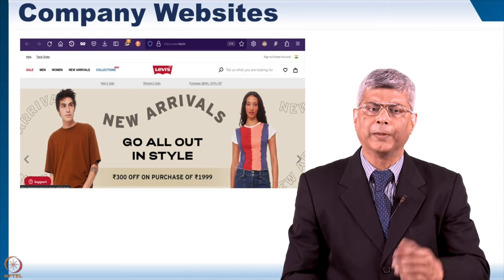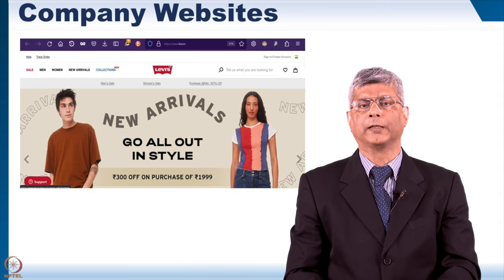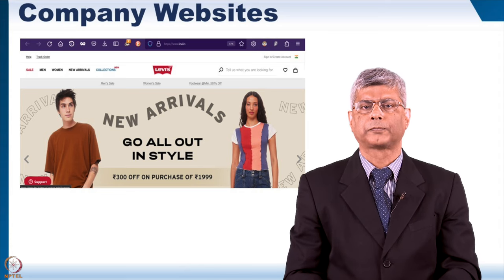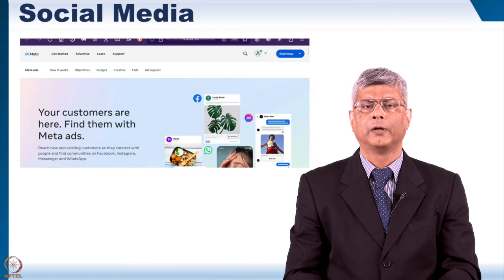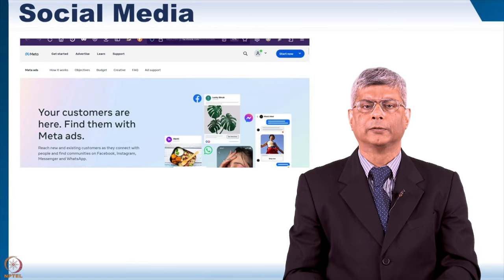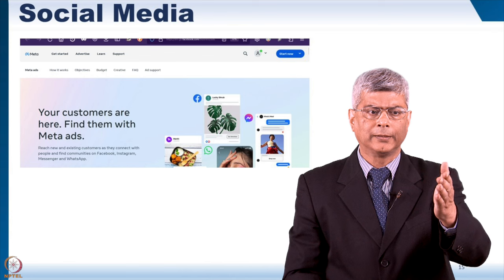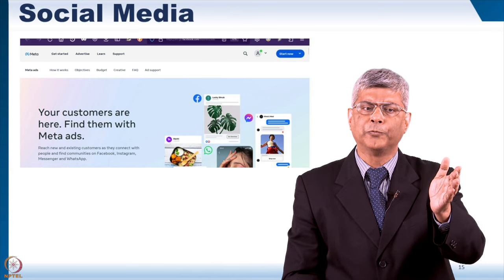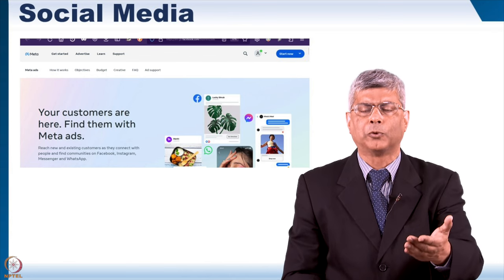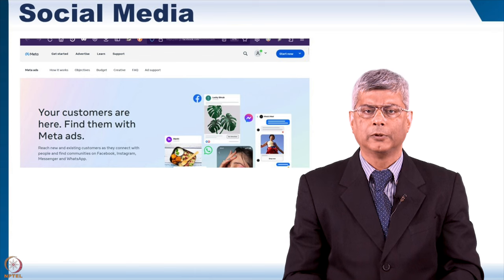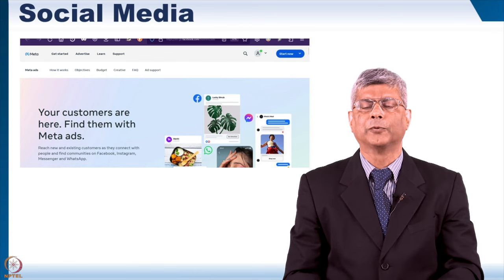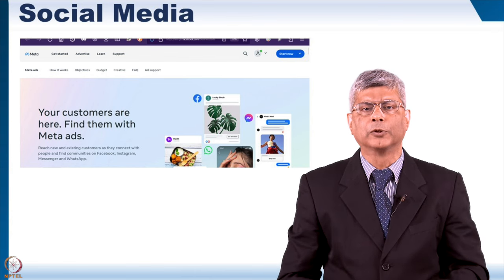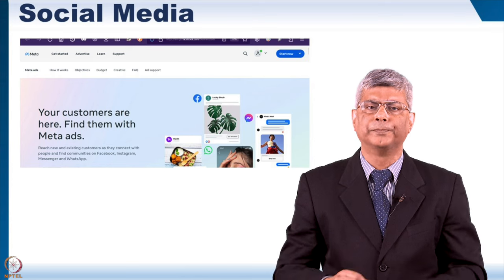And then there's a company website, like I talked about. This is a Levi's website. And then social media. As I said, your customers are here. Find them with Meta Ads. Meta is the owning company of Facebook. So basically, this is where you can advertise, in the Facebook social media platform.